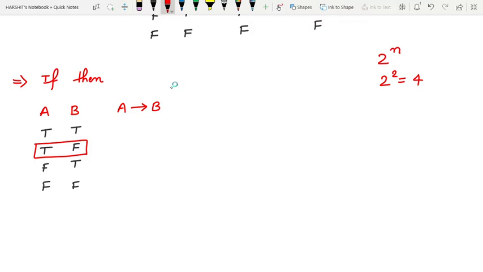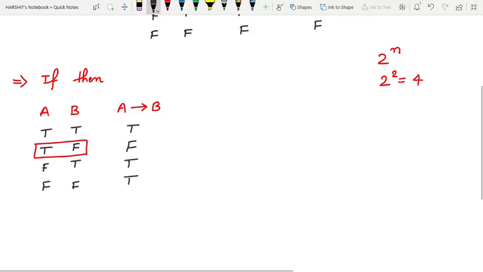So we are using A implies B. So whatever input is before the arrow should be true, and after the arrow it should be false. Then only the output will be false. So here the output will be false, and for rest of the others the output will be true. So this is how the if then works. So if we are using A implies B, then the false output you will get only for the true and false pair. I hope you all have understood.